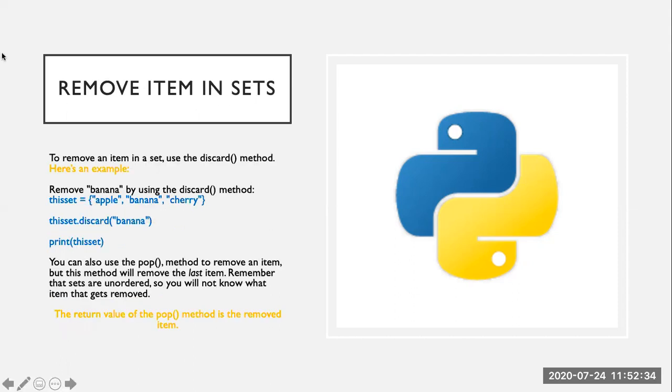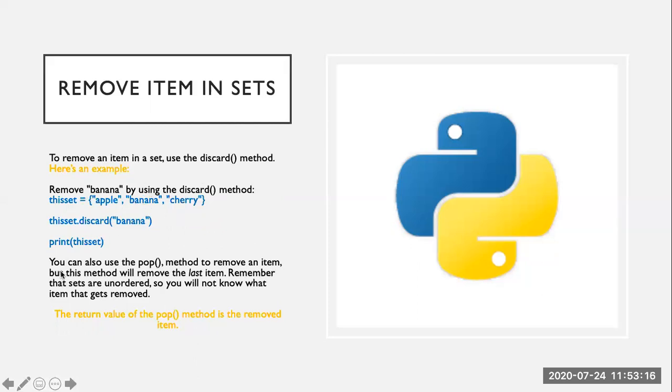Similarly, we can remove an item, but we cannot use the remove method as we did in the list. To remove an item in the set, we use the discard method. We can remove the banana by using the discard method. For example, this is the set and we want to remove one item from it. We use the name of this set, the dot operator and the discard method, and we give the name of the item we want to remove from the set. So it will print the set with the two items, excluding the banana.